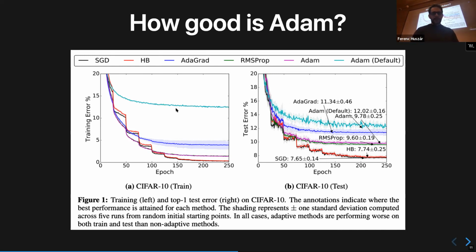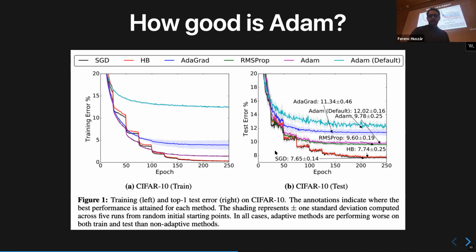And another thing that we see is that in this specific example, Adam with the default parametrization did not perform very well. It actually did not reach a very low training error. But if you optimize it, it becomes the second best on the training set. So the left one is the training set error. SGD kind of found the lower minimum, but this one is Adam. It's not doing particularly poorly either.